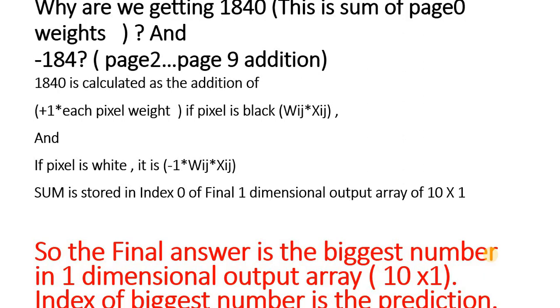Now you are in the recognition mode, that means you are asking what it is. Why are we getting 1840? Basically, you are applying a formula: you are multiplying the weights which are in the frames by the pixels which you are testing, and if the pixel is white you apply one formula, otherwise you apply the other. So now the final answer is the biggest number in the one dimensional output, 10 into 1. The index of the biggest number is the prediction.